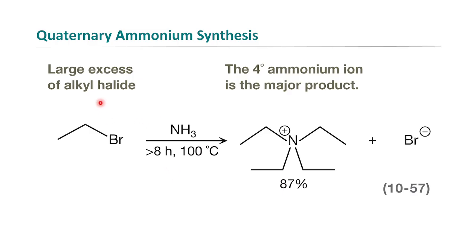Okay, let's look at a large excess. If we put a large excess of the alkyl halide here, and we have our ammonia, we let this go for over 8 hours at 100 degrees Celsius, so we're really going to let this go. And what we can see is that over time, with a high temperature, lots of time, lots of substrate, we're actually going to get 87% of the quaternary ammonium ion, and that'll be the major product then.